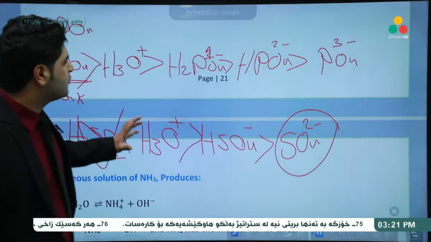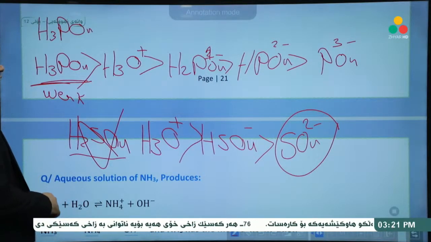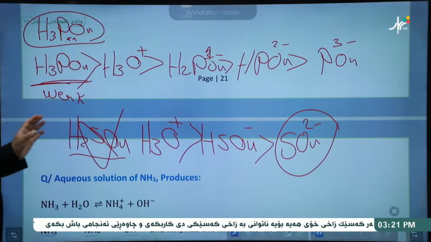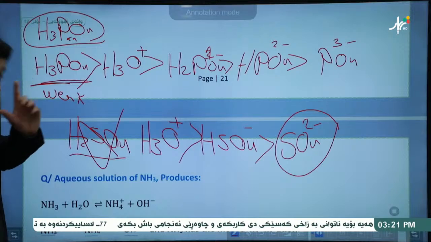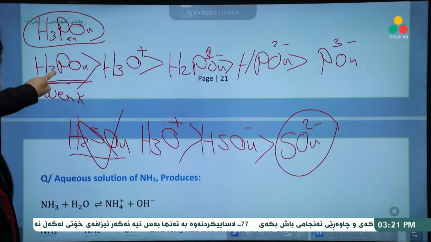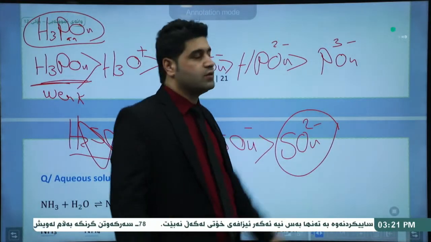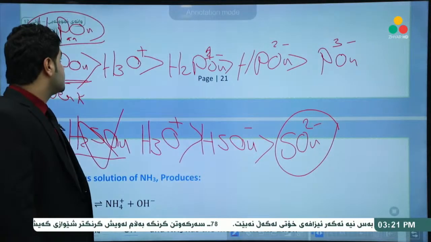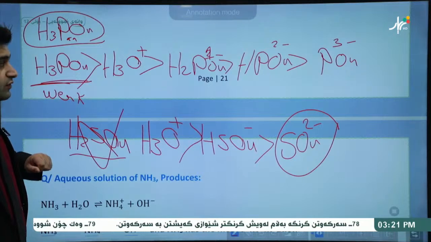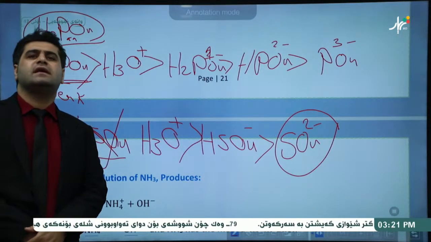Well, we have some kinds of questions which are very similar to each other. Look, in the aqueous solution of H3PO4, we get how many particles? It doesn't matter whether it's ion or neutral. Well, we have H3PO4, H3O+, H2PO4 negative 1, HPO4 negative 2, PO4 negative 3. So, which species has the maximum concentration? H3PO4.